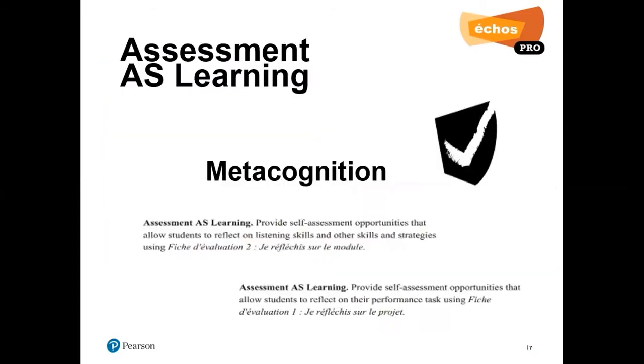In the revised curriculum as well, there is a metacognition expectation for each of the 4 language strands. Students are expected to identify strategies that they used or found helpful and to set goals for future learning. So here are some examples of how this is addressed within Échos Pro. I've taken just a few snippets from the teacher guide to show, for example, assessment as learning.